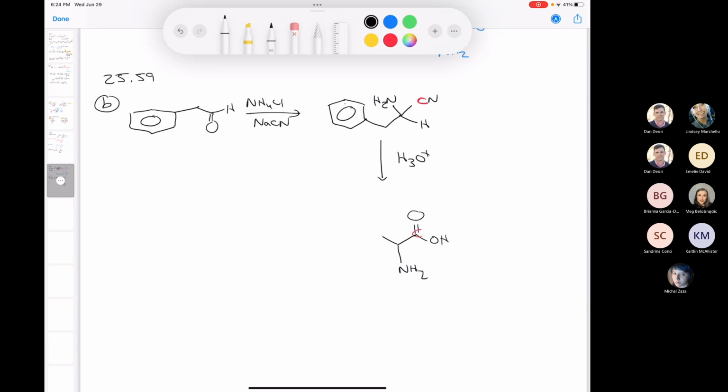So we have the methylene and the phenyl. And what do you know? Recognize this amino acid? It was the same amino acid that we drew in the last example. This is also phenylalanine. So this is the Strecker synthesis.